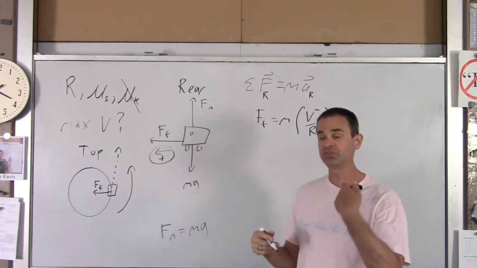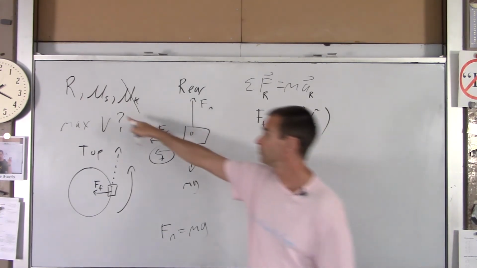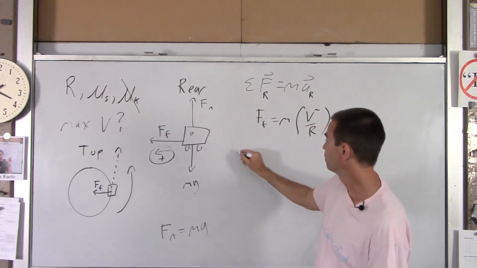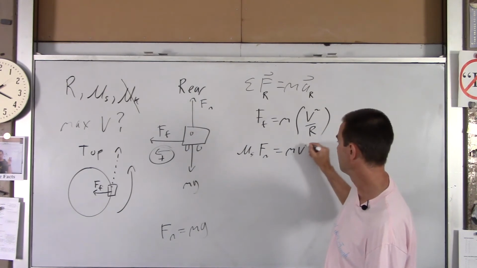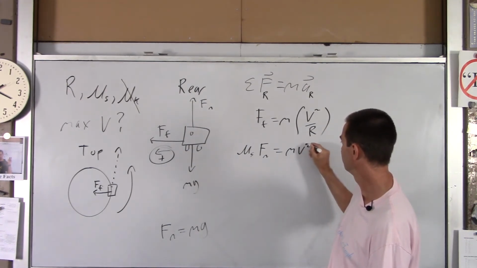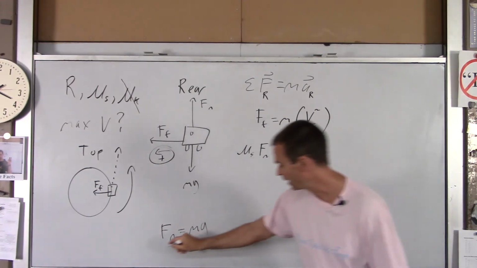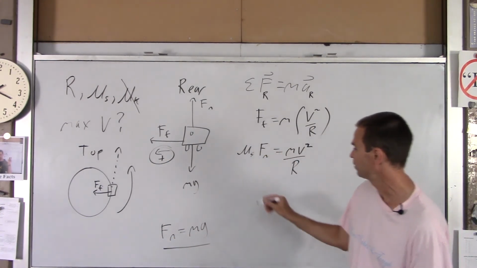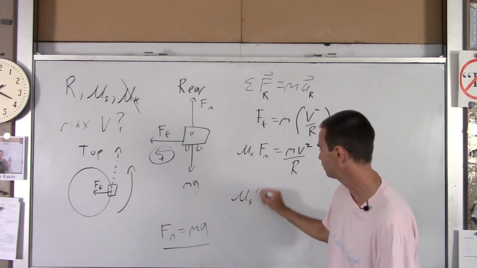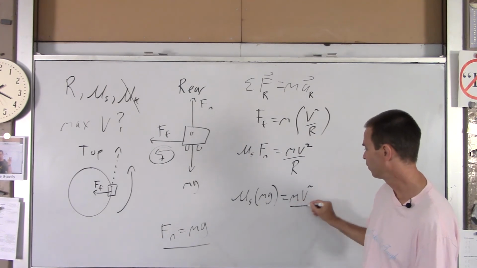Now we're going to do a series of substitutions. What's the equation for the force of static friction? Well, it's mu sub s times Fn. So that's going to equal mv squared over r. What's Fn equal? Well, we just got done saying that Fn in this problem, in this special case, equals mg. So I'm going to plug that in. So mu s times mg equals mv squared over r.